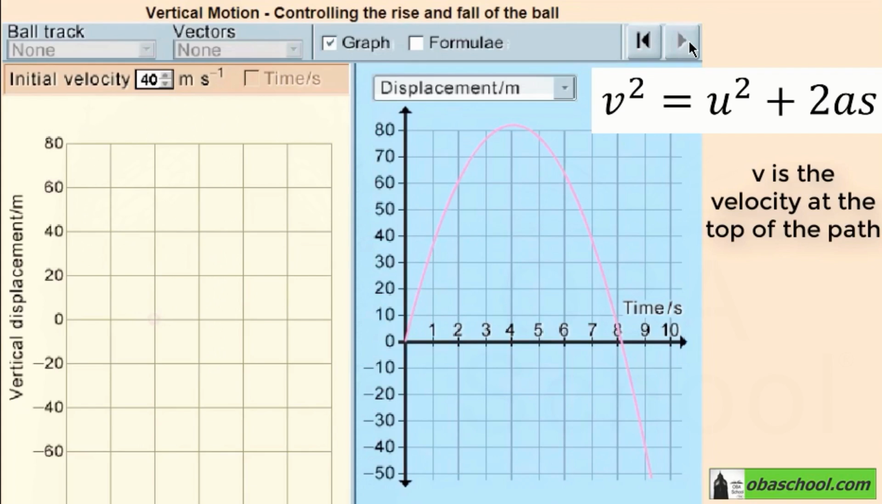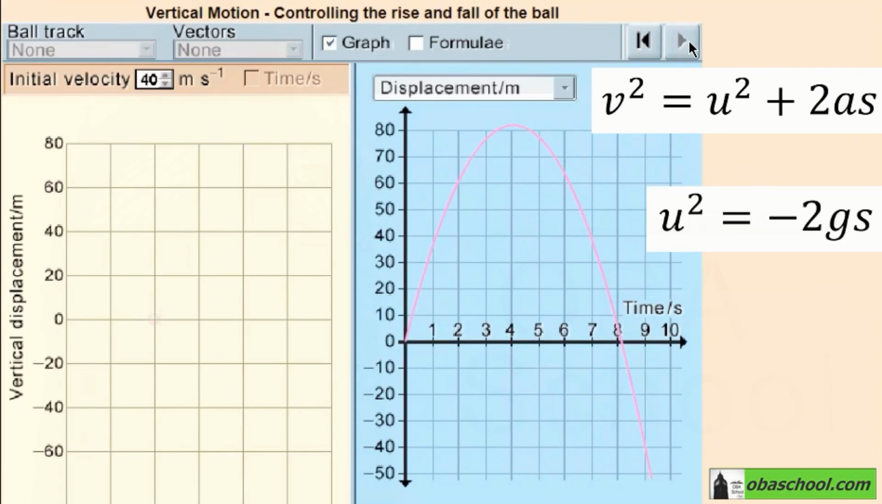If v equals 0, and a equals g, u squared equals minus 2gs. Rearrange this equation to get s equals minus u squared over 2g. If upwards is positive, g is negative, so s will be a positive number equal to u squared over 2g.